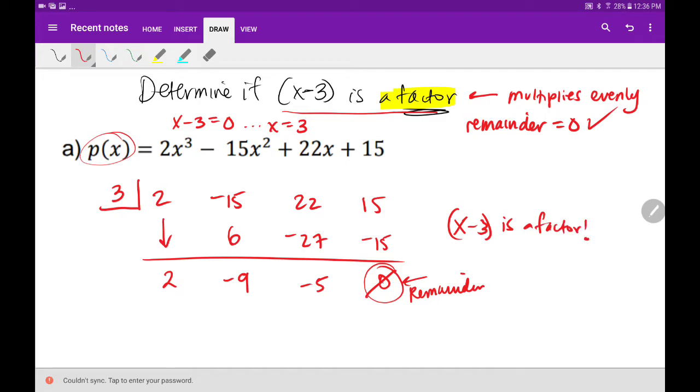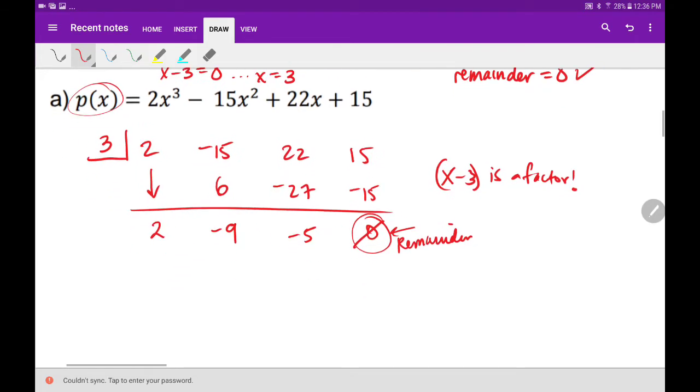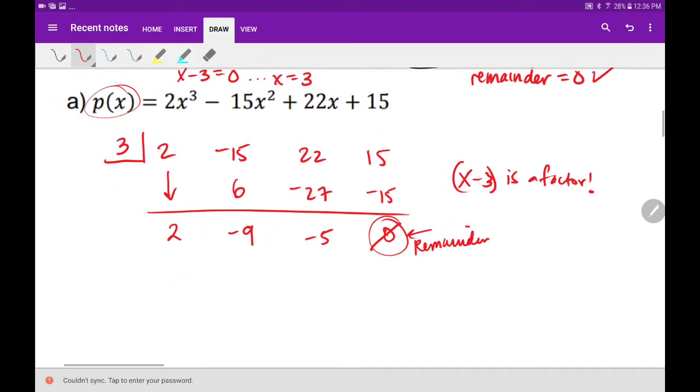But actually, the instructions don't just want us to see if it's a factor. Looking in your book, it says, if it is a factor, then complete the factoring. So factor it all the way. Well, when we divided by x minus 3, this was the answer we got: 2x squared minus 9x minus 5. Remember, we're going to drop the power. So we started with the cubed, it means our answer needs to be squared. So that was our answer to the division problem.